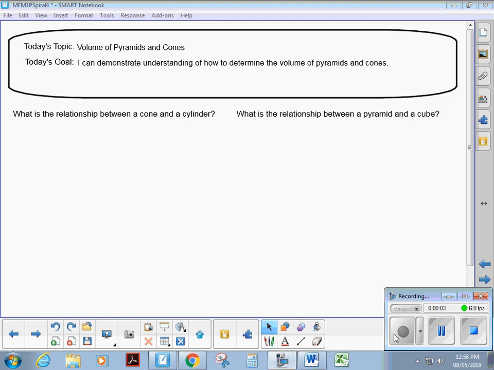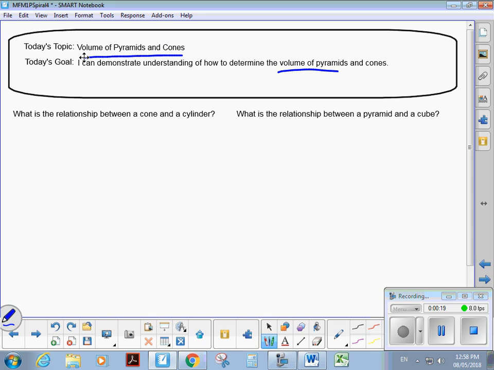Hello, welcome to the third lesson in Spiral 4. And we're changing gears in the spiral. We're now moving back into some measurements. We're looking at volume of cones and pyramids today. So basically, I just want you to be able to determine the volume of pyramids and cones.